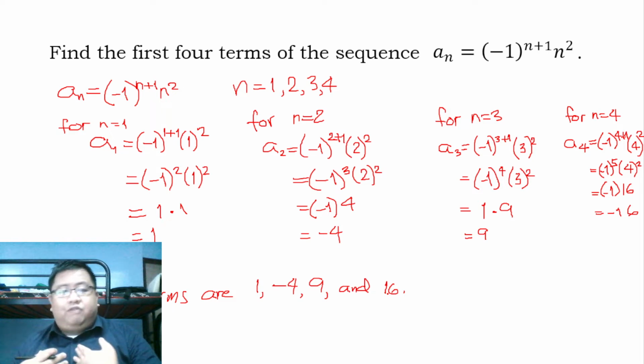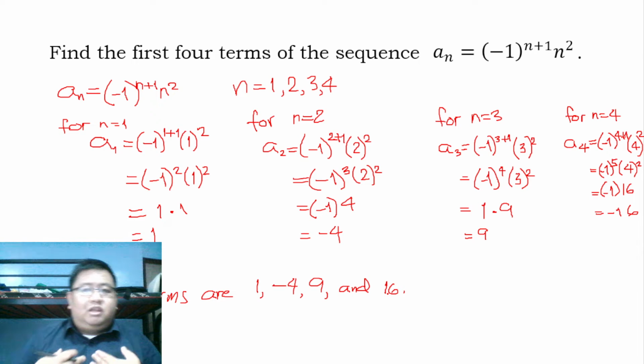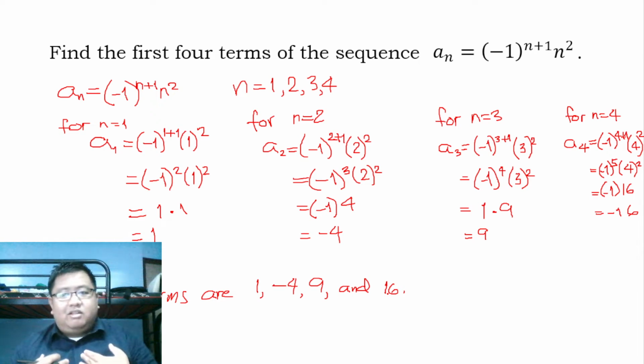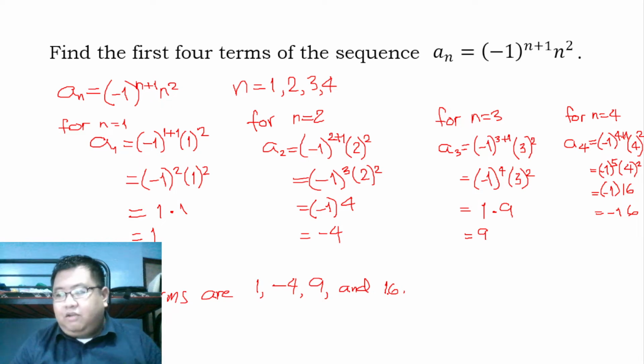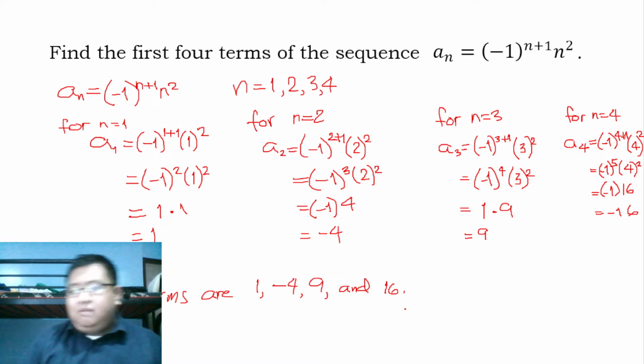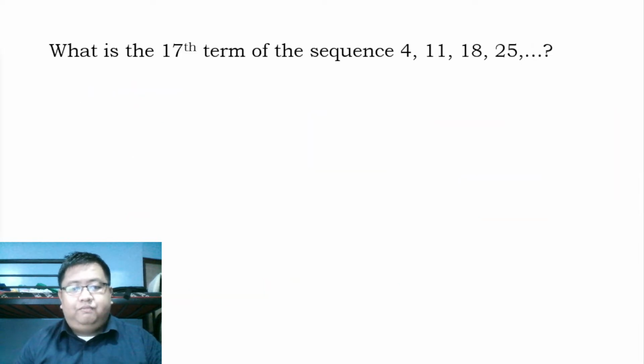we're being asked for the first four terms. So definitely you will have to give your answers not in random but in order: first term, second term, third term, fourth term. Okay? If you have questions, feel free to ask me. But now I think we don't have questions, so let's proceed to the second example.